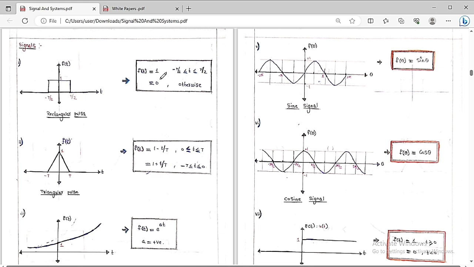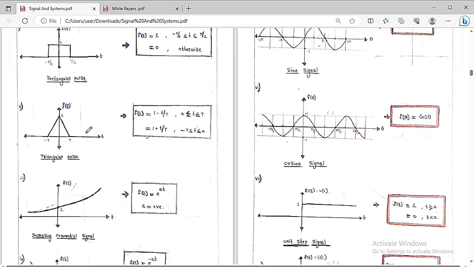So the rectangular pulse simply means its magnitude is equal to 1 from -T/2 to T/2, and in the remaining time it is equal to 0. So mathematically we can express f(t) = 1 for t lying from -T/2 to +T/2, and 0 otherwise, as you can see clearly from this picture.